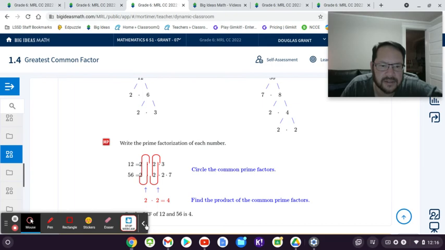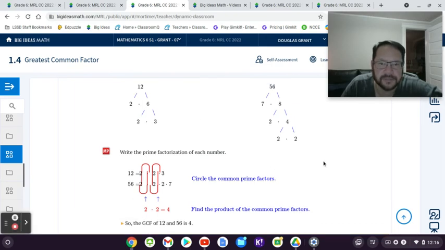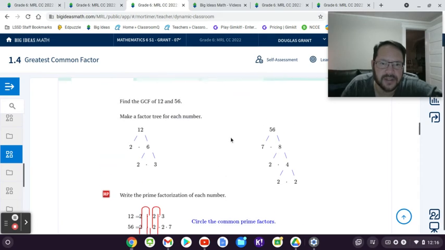Let's see if I can hide these little... Yeah, it does. There it goes. Okay, so take a look at this. Make sure you understand it. Because now you're going to try this problem right here.